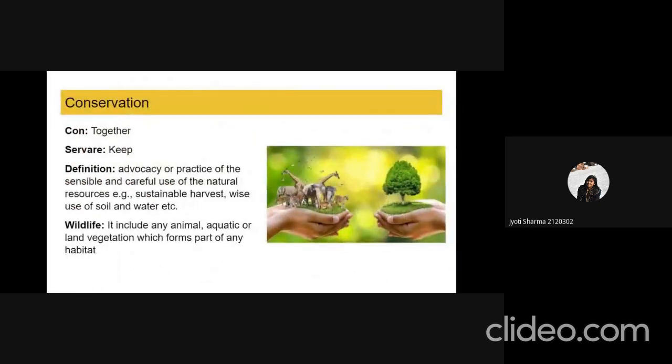Okay, so first we have to see the definition. The definition of conservation says it is the practice of sensible or careful use of natural resources. So this is conservation. And if we talk about the definition of wildlife, it includes any plant, aquatic or land vegetation which forms part of any habitat.